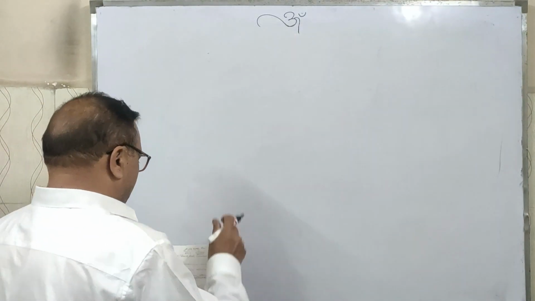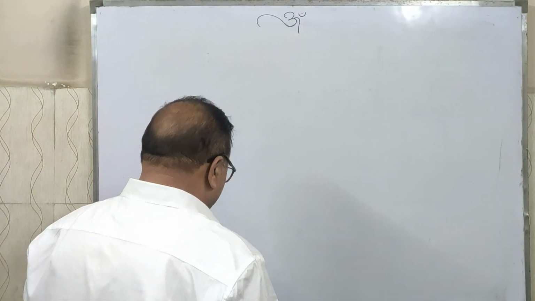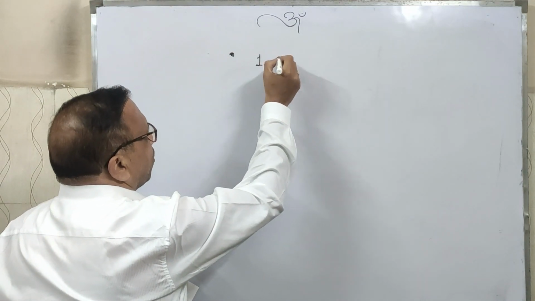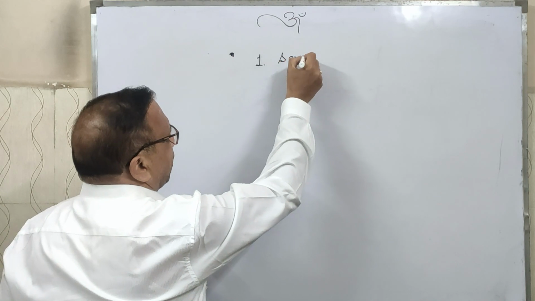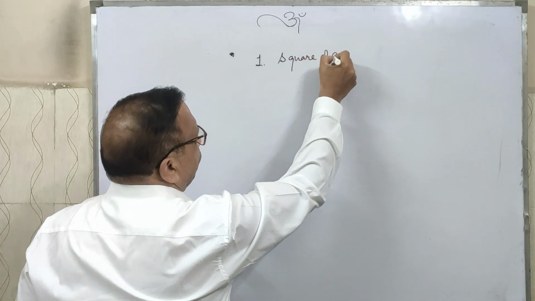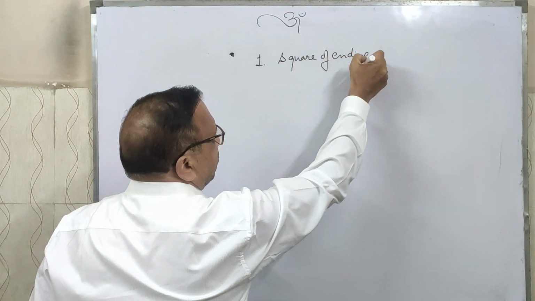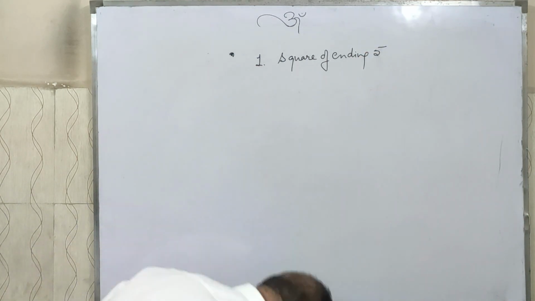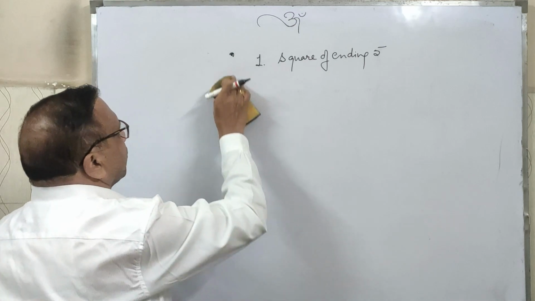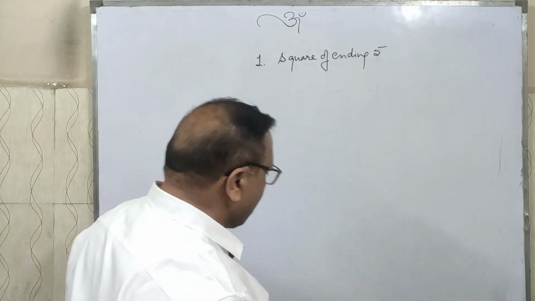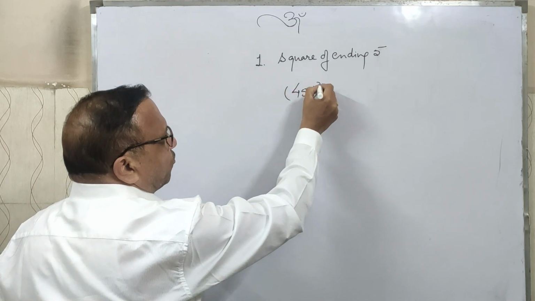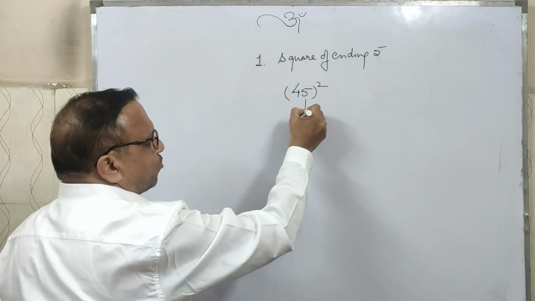तो फर्स्ट ट्रिक है हमारी, द स्क्वायर ऑफ एंडिंग 5. Square of ending 5. Is it right? For example, we have to find square of 45. तो 5 का स्क्वायर क्या होता है बेटा?